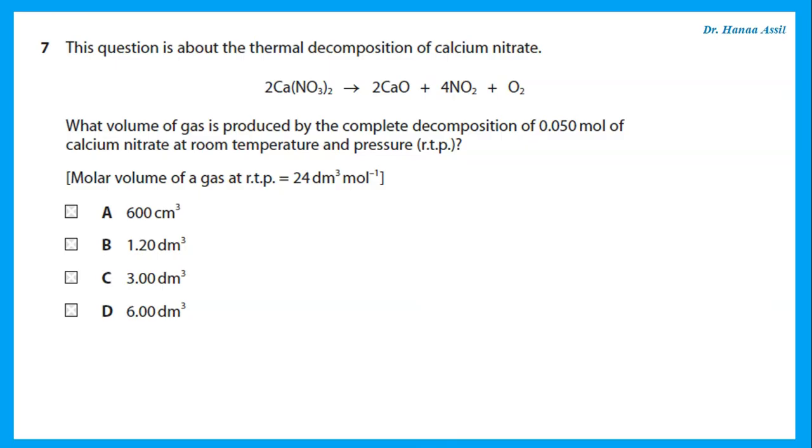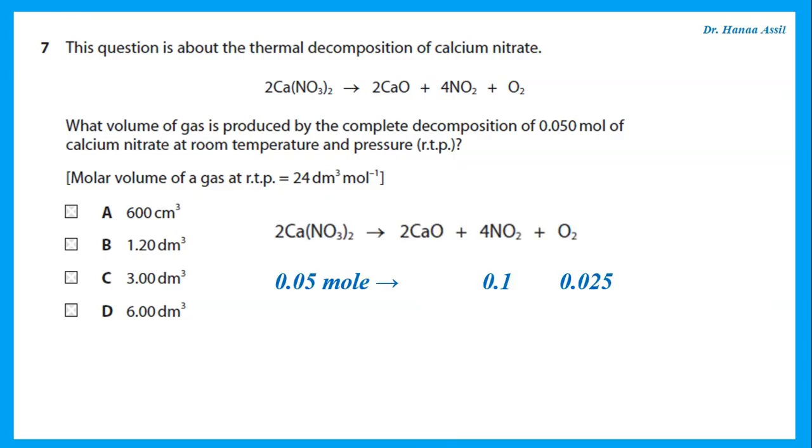Now, we want the volume of gases. Remember that the gases formed are nitrogen dioxide and oxygen. So if I'm starting with 0.05, according to the mole ratios in the equation, 2 moles of calcium nitrate give 4 moles of NO2. That means NO2 is twice the number of moles of calcium nitrate, and 1 mole of oxygen. So the number of moles of oxygen is half the number of moles of calcium nitrate.